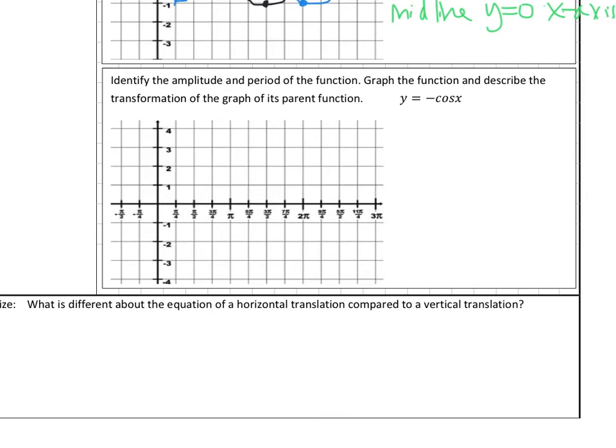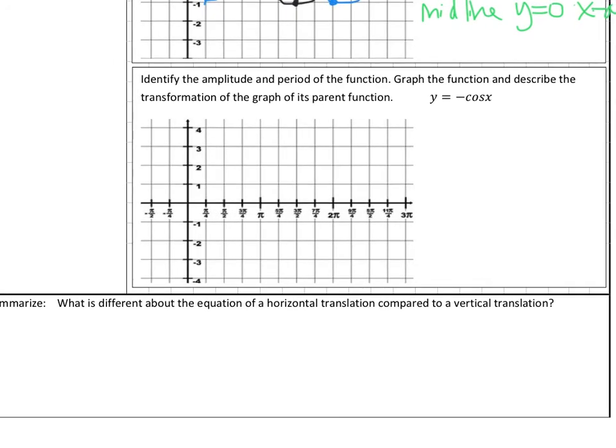Okay, now we're going to look at what happens if we have a negative out in front. And just like with all of our other functions that we've studied this year, the negative in front is going to reflect it across the x-axis. Vertically, not horizontally. It's going to look a little bit different in some previous problems that we do, but to start with, it's just going to be a vertical reflection across the x-axis.